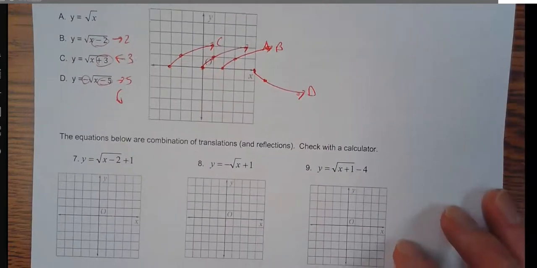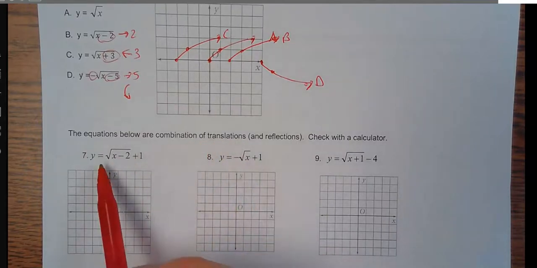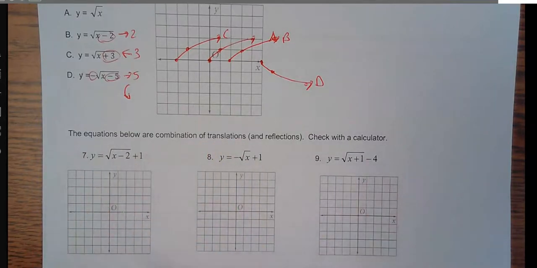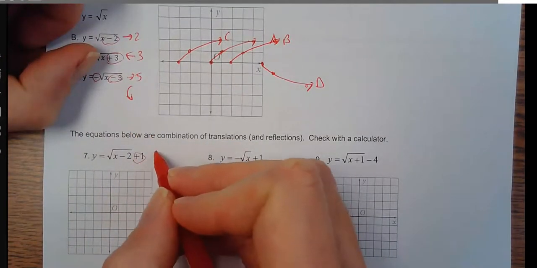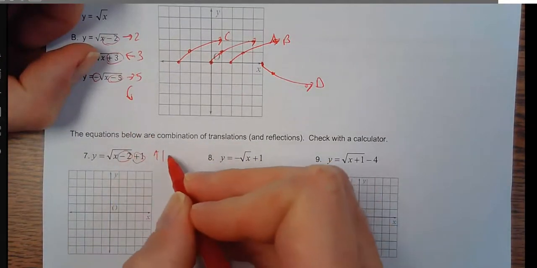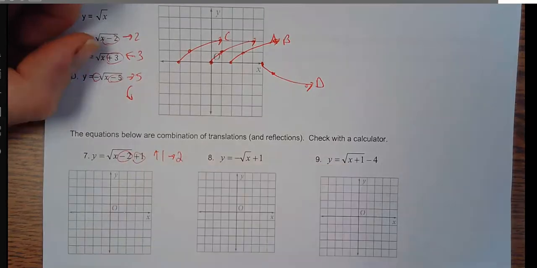So down here, we're going to do a couple. They're combinations. So we got a bunch of stuff going on here. So maybe just write down what you need to do. So this +1 means up 1. This -2 means right 2. Okay. Doesn't matter what order you do this. You can go right 2 and then up 1, or you can go up 1 and right 2.